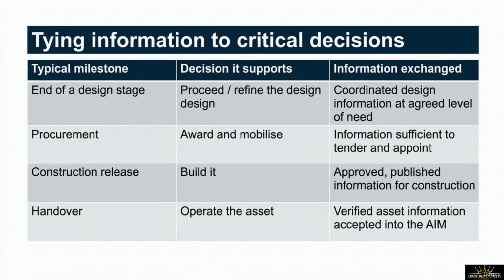To understand how information supports project delivery, let's look at this reference matrix that ties specific information exchanges directly to critical project decisions. At the end of a typical design stage, the decision to proceed with or refine the design layout is supported by exchanging fully coordinated design information at an agreed level of need. At the procurement milestone, the decision to award contracts and mobilize teams relies on exchanging technical information sufficient to support tendering and formal appointments. Moving to construction release, the decision to authorize building on site requires exchanging fully approved and formally published information for construction purposes.